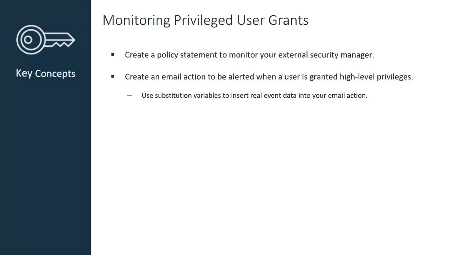In this video, you'll learn how to create a policy statement that monitors an external security manager, and how to create an email action to alert you when a user is granted those high-level privileges. When creating the email action, we'll also show you how to use substitution variables to insert real event data into your email action.